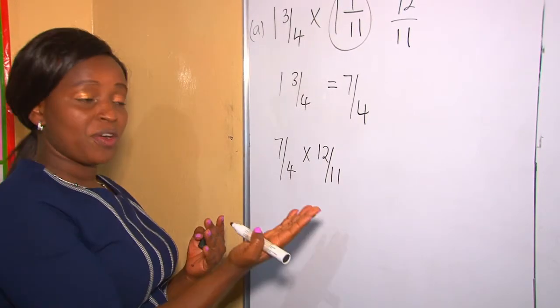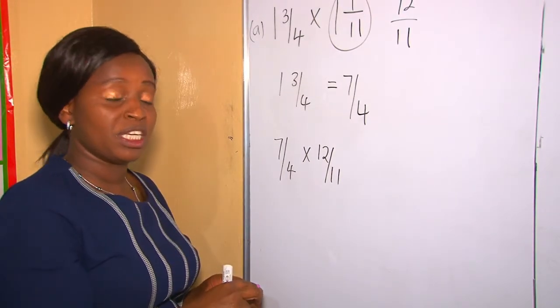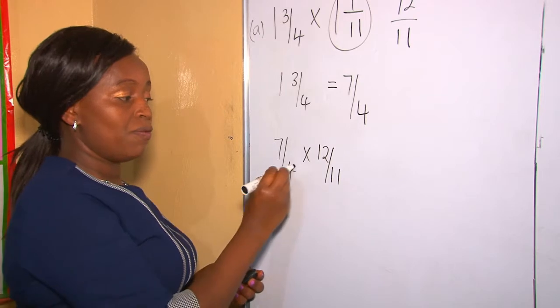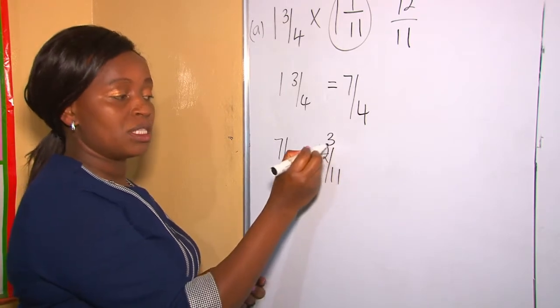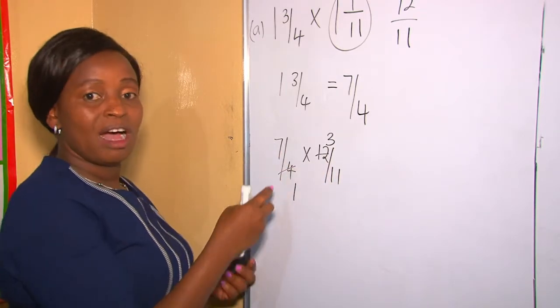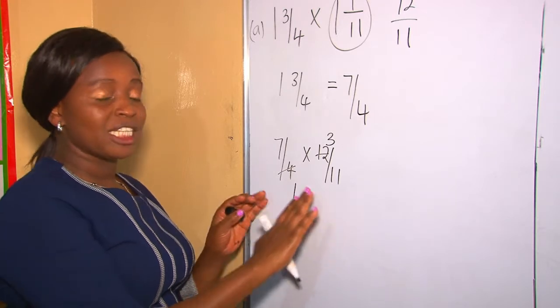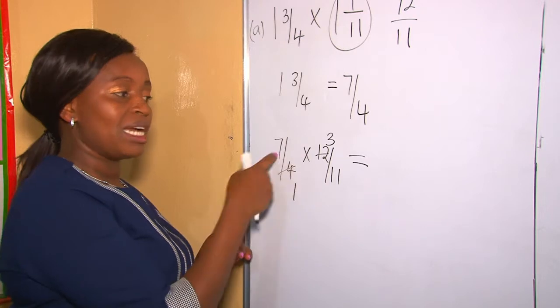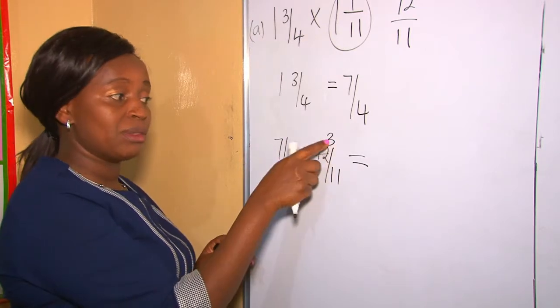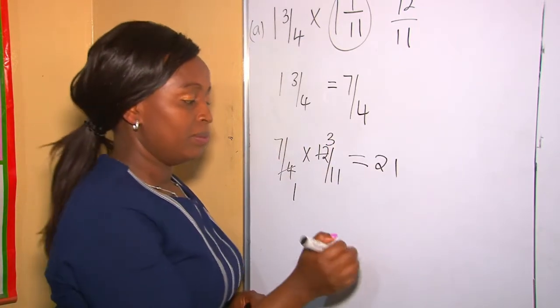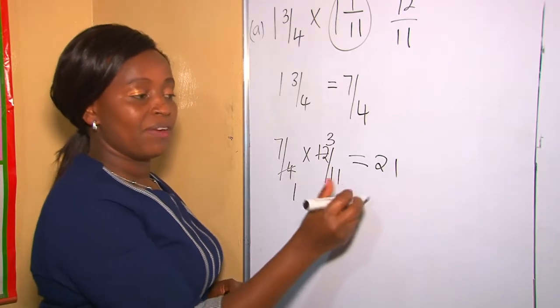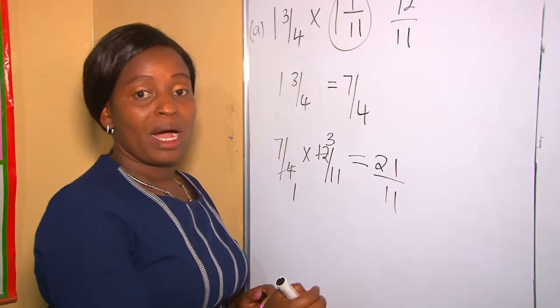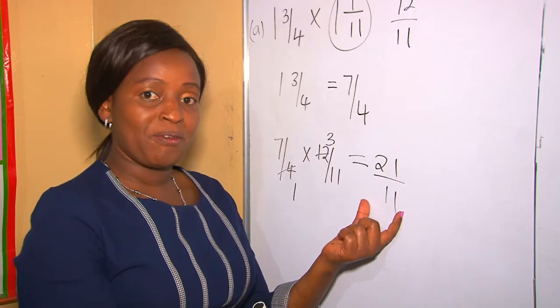Right now, we are free to do what we call cross multiplication. So 4 by 4 is 1, 12 by 4 is 3. 11 and 7 don't have a common divisor, so we just leave them like that. After that, we multiply numerator by numerator, which is 7 times 3, it's 21. And 1 times 11 is 11. Our answer, as you can see, is an improper fraction.